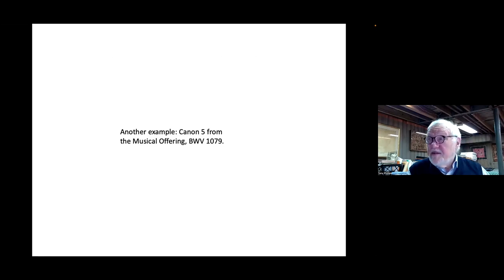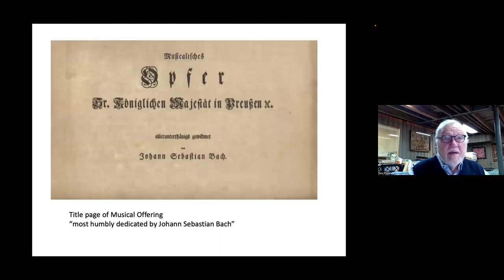So here's a different example. This is a canon from the Musical Offering. The Musical Offering is a compendium of works that Bach wrote after visiting King Frederick in Potsdam in 1747.